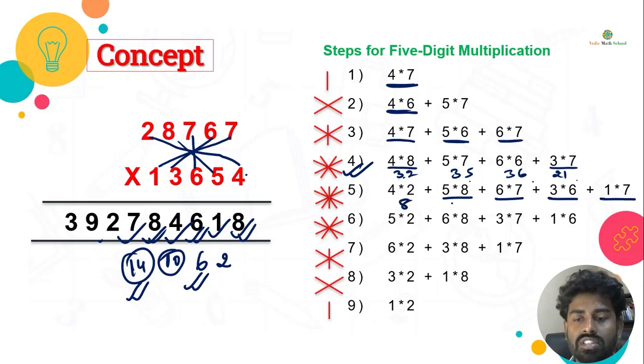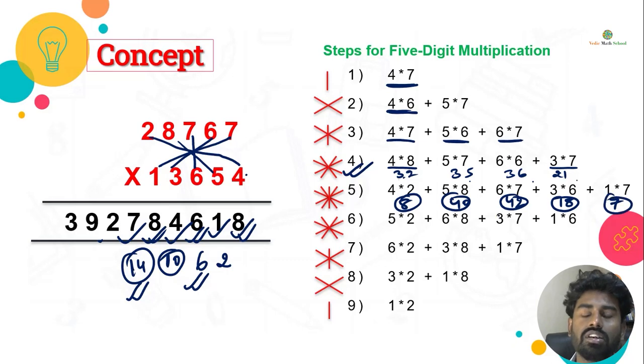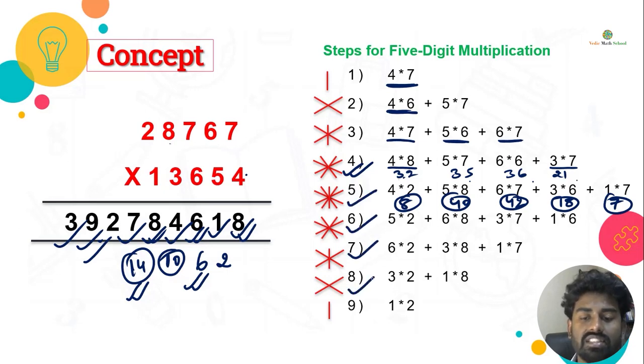So 4 into 2 is 8, 5 into 8 is 40, 6 into 7 is 42, 6 into 3 is 18 and 1 into 7 is 7. If you add it, 42 plus 18 is 60, 60 plus 40 is 100, 100 plus 8 is 108, and 100 plus 7 is 115. Then 115 plus 14, you add it and you will get the result, and so on. These are the steps that you can see: 5 digit, 6 digit, 7 digit, 8 digit and 9 digit.